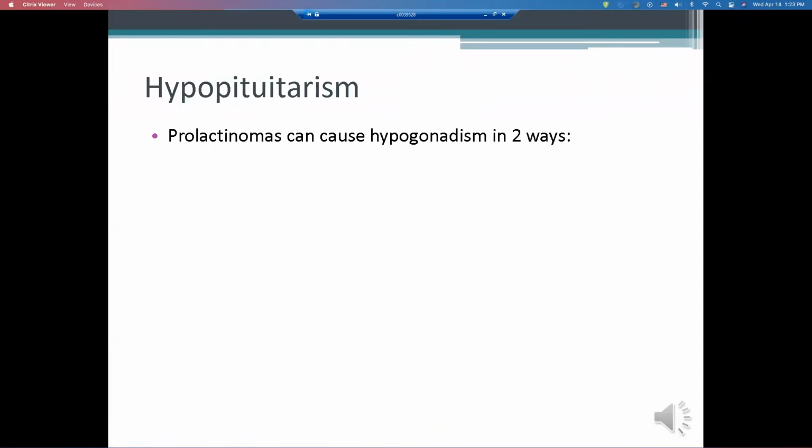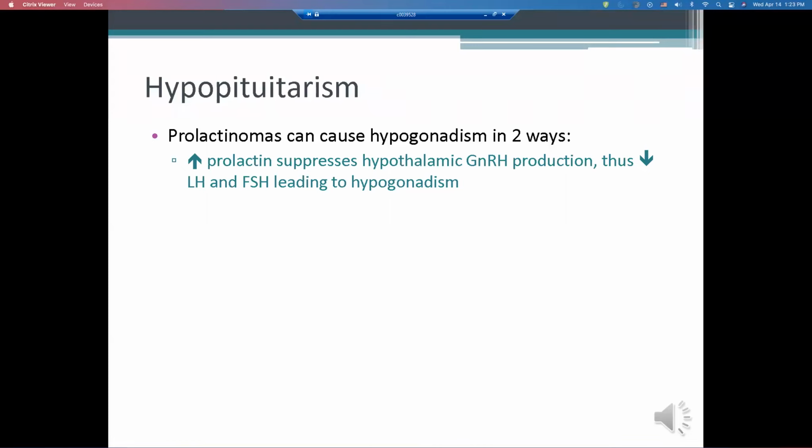Now, how can hyperprolactinemia cause hypogonadism? That happens in two ways. First, the prolactin itself suppresses gonadotrophs because of suppression of GnRH. Okay, so high prolactin suppresses GnRH at the hypothalamus level, causing a reduction in LH and FSH, leading to hypogonadism. So if you have a male with prolactinoma, they usually have reduced libido, erectile dysfunction. You check their testosterone, it's low. You check their LH and FSH, and they're also low. Okay, so that's how prolactinoma affects gonadal function.